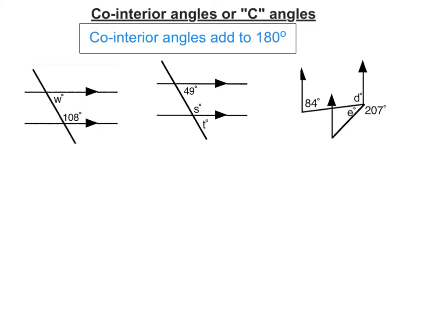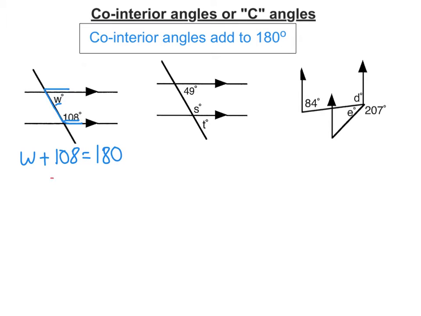In this video, we're going to look at co-interior angles, or C angles, within parallel lines. So if you have a pair of parallel lines and you can make a C like I'm doing here, the angles inside that C, so in this case the W and the 108, will always add up to 180. So to find W, what we're saying is that W plus 108 will equal 180.